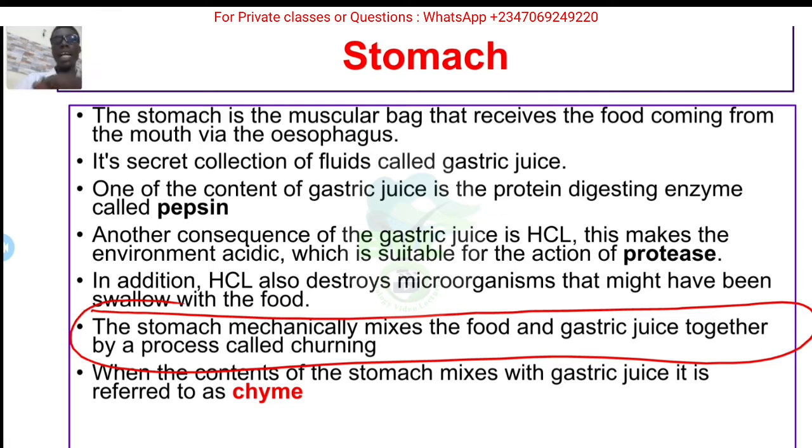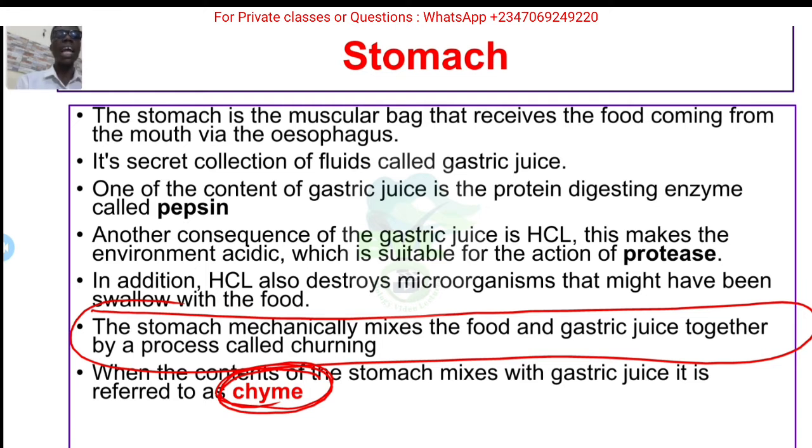Now, when the food has been mixed and everything, the content of the stomach is now referred to as chyme. So that's when people vomit. When you vomit food from the stomach, because you can only vomit what is in the stomach. You can't vomit anything from the small intestine. No, you can only vomit what is in your esophagus or your stomach.